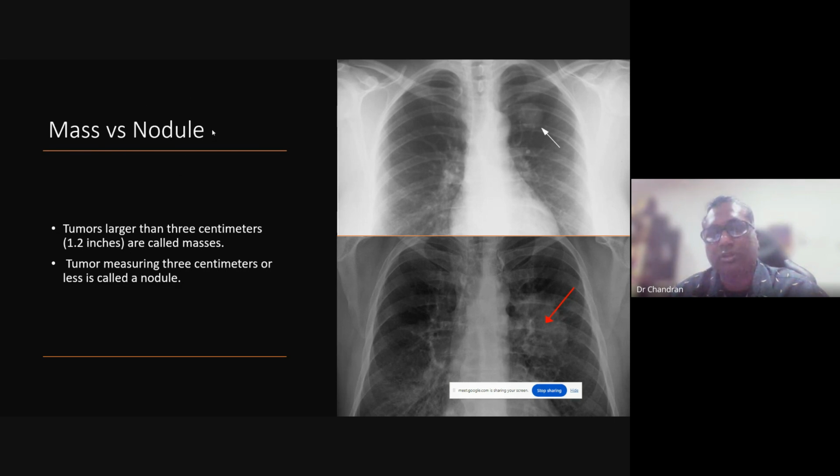Sometimes they use the word nodule. It basically means the same thing. Both of these are growths. Basically, the difference is the size. When the size is small, the doctors call them nodules. When the size is big, the doctors call them mass. That's the only difference. Right? Anything less than 3 centimeters, we will call them nodules. We seldom call them mass. Anything more than 3 centimeters, we call them mass. So literally, it's the same thing.